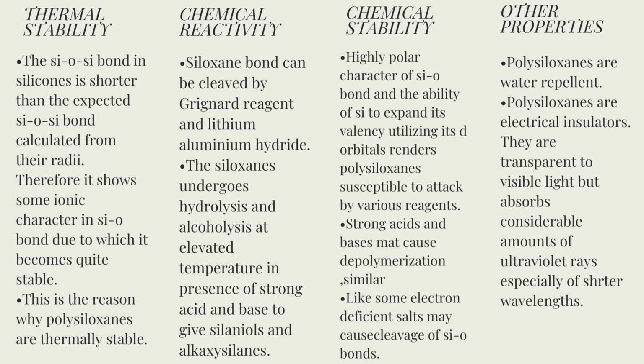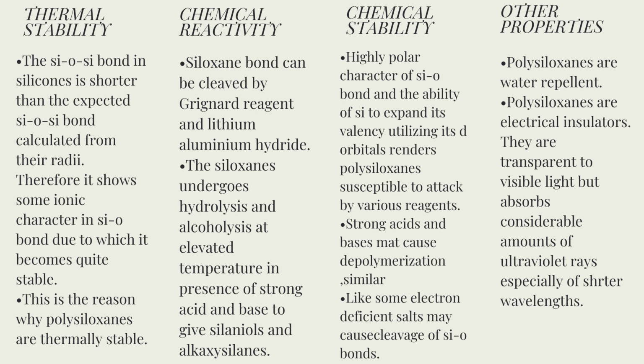Siloxanes undergo hydrolysis and alcoholysis at elevated temperatures in the presence of strong acid and base to give silanols and alkoxysilanes. Chemical stability: the highly polar character of the silicon-oxygen bond and the ability of silicon to expand its valency utilizing its d orbitals renders polysiloxanes susceptible to attack by various reagents. Strong acids and bases may cause depolymerization, and some electron-deficient salts may cause cleavage of silicon-oxygen bonds.